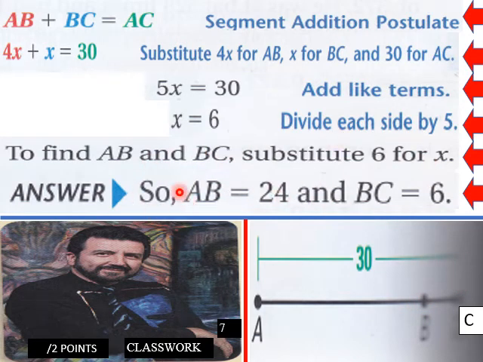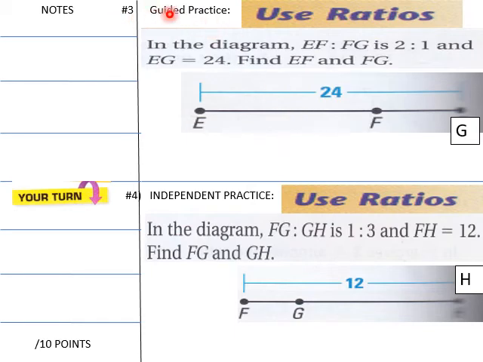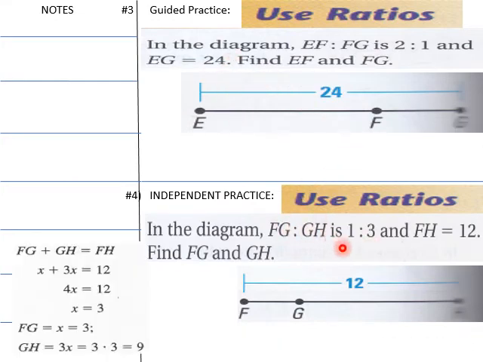So here's our solution. We go into our guided practice here, use ratios in the diagram. EF to FG is 2 to 1, and EG equals 24. So this full length here is 24. Find EF and FG, and then down here, students, I want you to do that on your own. Up here to guided practice, well, I go ahead and I fill this in for you.